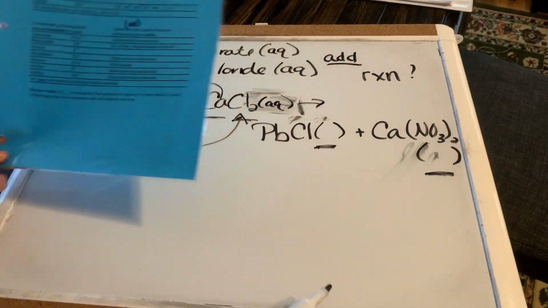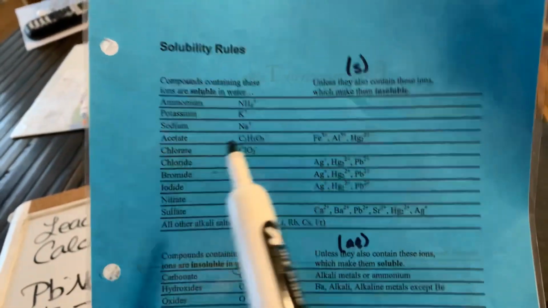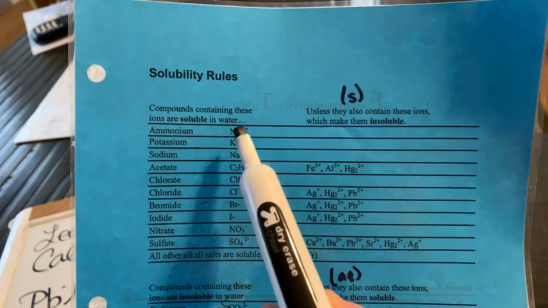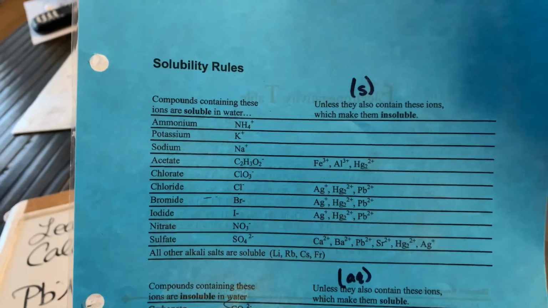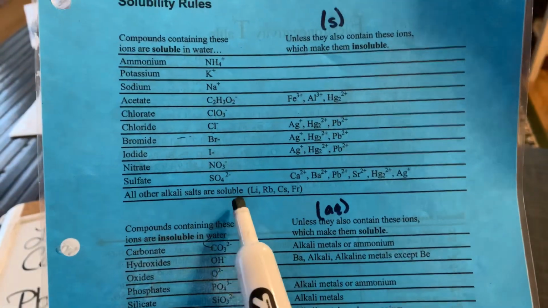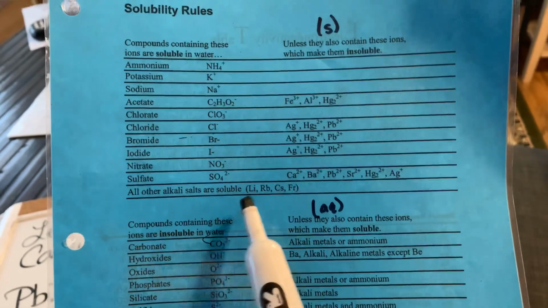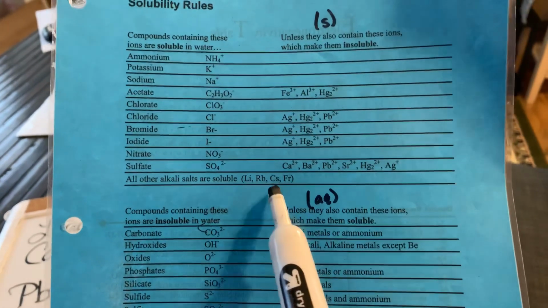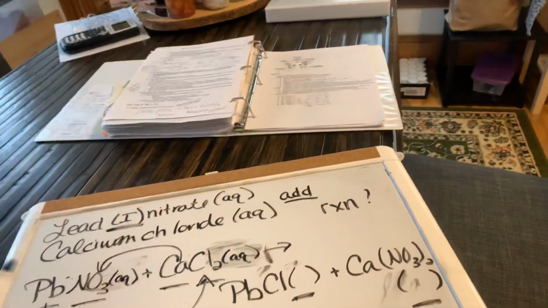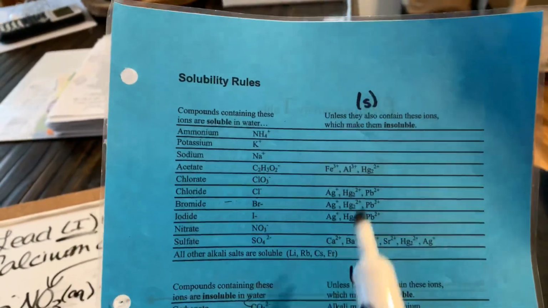The way we do this, you almost always look at your anion, your negative ion, okay? On the solubility chart, you'll notice that NH4 is there, K plus is there, and Na plus is there. Those are your only positives that are showing. Down here, other alkali salts that are soluble: Li, Rb, Cs, and Fr. Those are all positive as well. Sorry, I keep going back and forth. I need a periodic table in front of me.